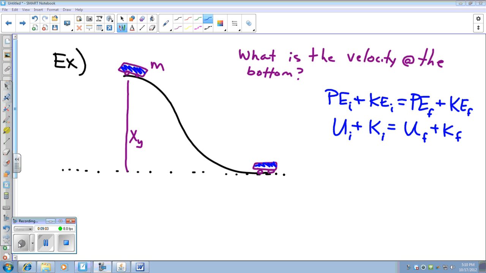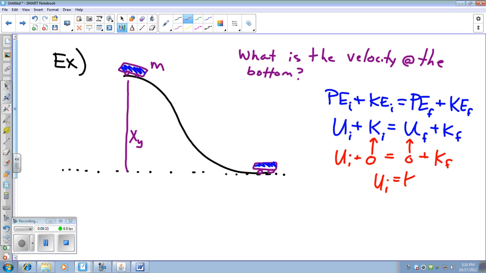Now we're going to make two big assumptions. We're going to assume that at the top of the roller coaster it has no motion, it's just preparing to go. So K initial is going to be equal to 0, so we are going to eventually just cross that variable out. And then let's say at the bottom that it's right at the ground level, so the potential energy at the bottom will be equal to 0. This leaves us with U initial plus 0 is equal to 0 plus K final. Simplify that out: U initial is equal to K final.